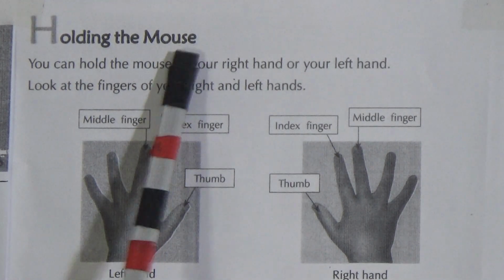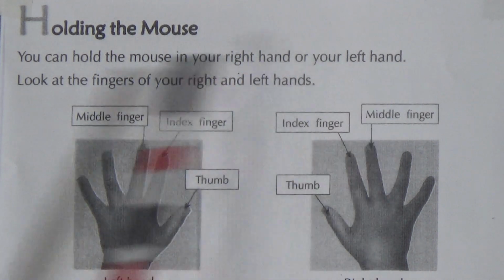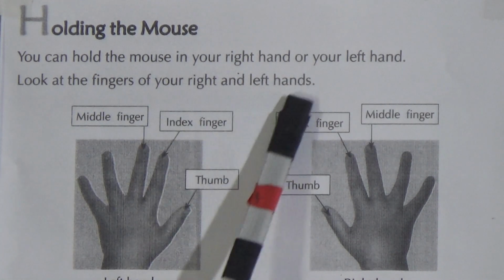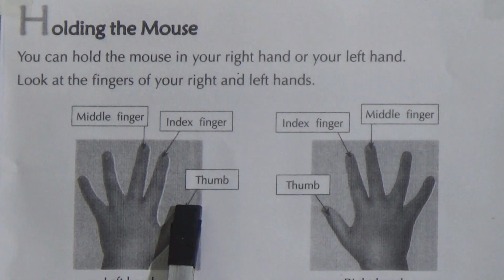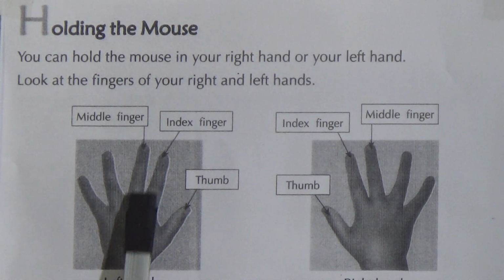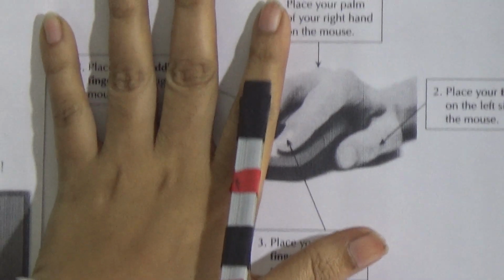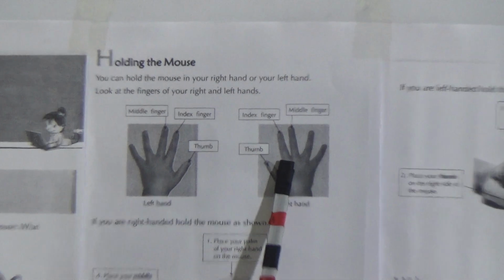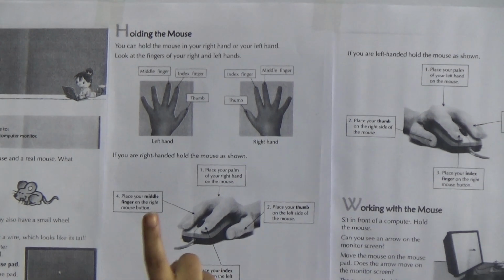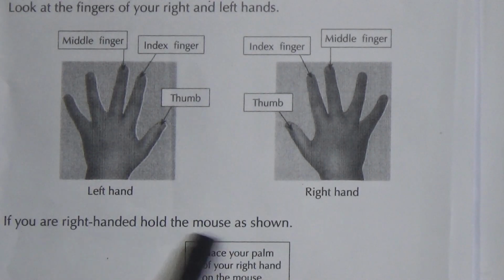Then move on to the next page, page number 26, holding the mouse. You can hold the mouse in your right hand or your left hand. Look at the fingers of your right and left hands. This is the thumb, this is the index finger, and this is the middle finger. If you are right handed, hold the mouse as shown.